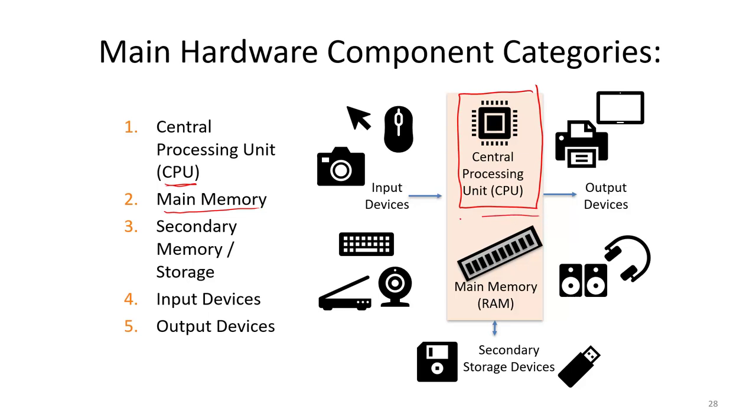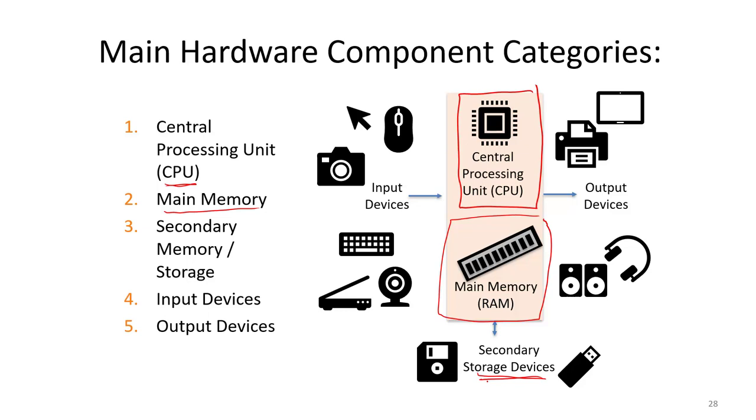So, main memory. Next, we have our secondary memory, or secondary storage devices. These are like our USB drives, our hard drive space, floppy disks back in the day. That is extra storage for secondary memory.